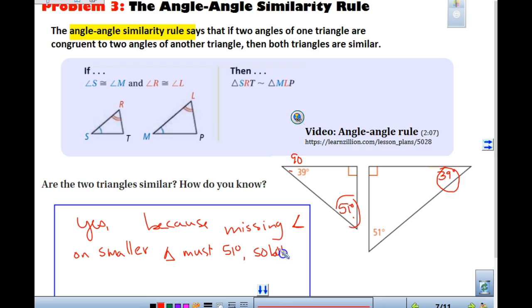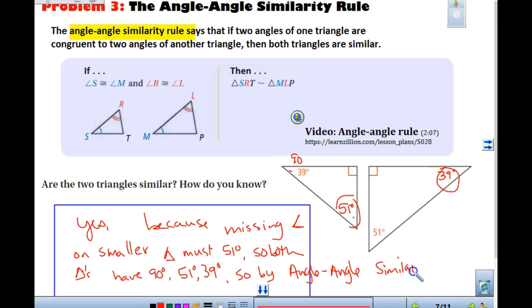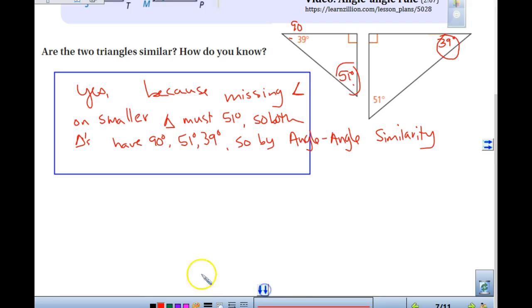So both triangles have a 90, a 51 degree, and a 39 degree angle. So by what's called our angle-angle similarity, the triangles are, in this case, similar.